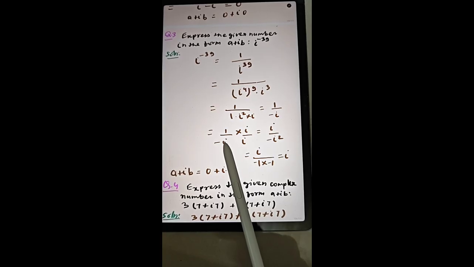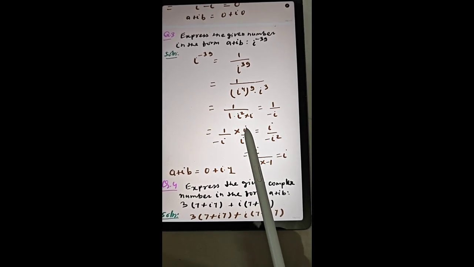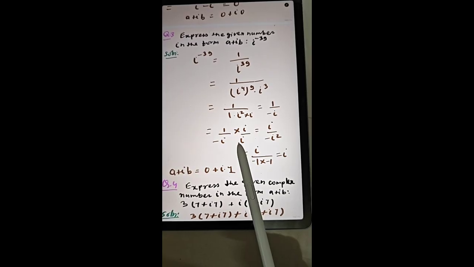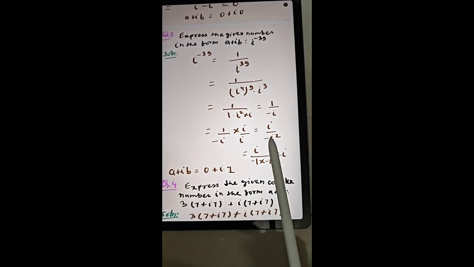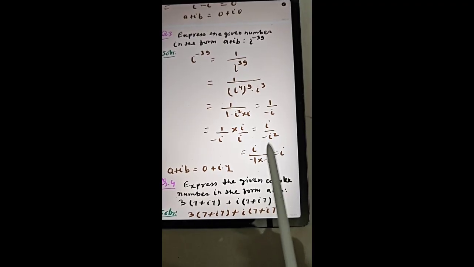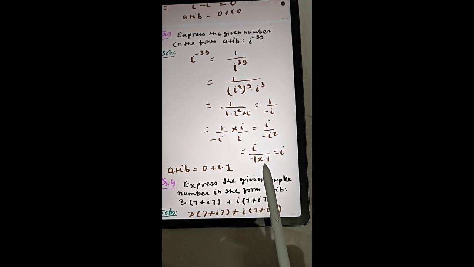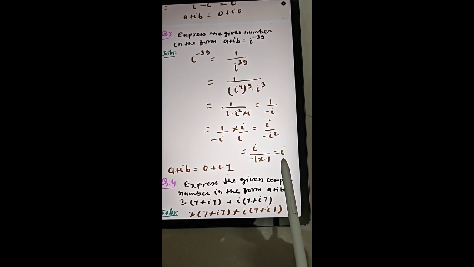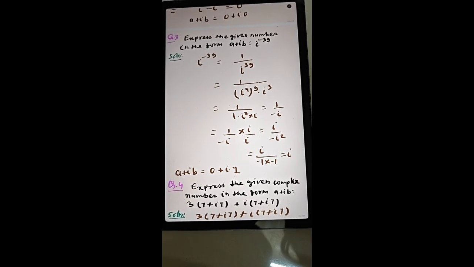Now for minus i, we send this i to the numerator side. For that we will multiply by i and i on both sides, numerator and denominator. So this will become minus i square in the denominator, and i in the numerator. Minus i square is, again, minus for this minus sign, and i square is minus 1, so minus minus plus, you are having i. So a plus ib can be written as 0 plus i into 1.